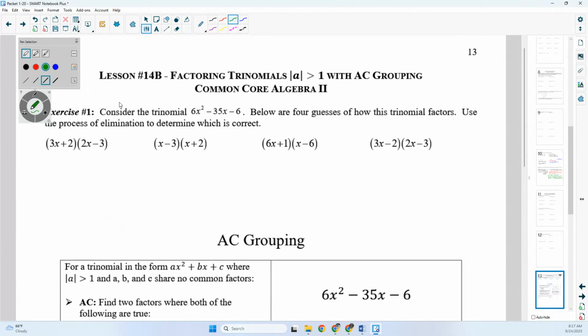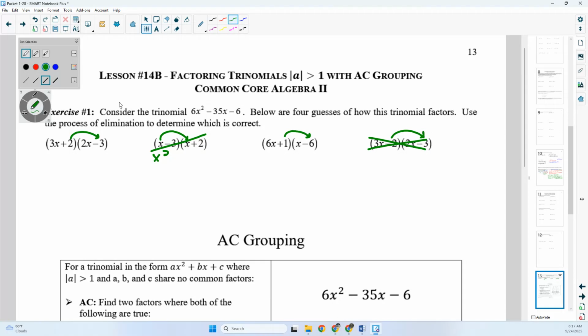Below are 4 guesses of how this trinomial factors. I want you to take a second, use the process of elimination to determine which one of these is correct. Okay, so once you've started, probably the first one you could eliminate is this one because my first 2 terms multiply to x squared and not the 6x squared I want. So that one is not correct. Looking at the last terms, that's the next easiest thing to check. This would give me a -6. This one would give me a +6, which is not what I want, so this one is not correct.